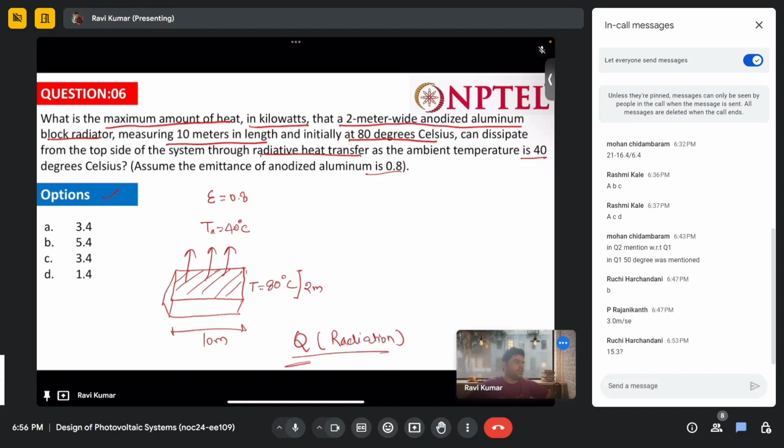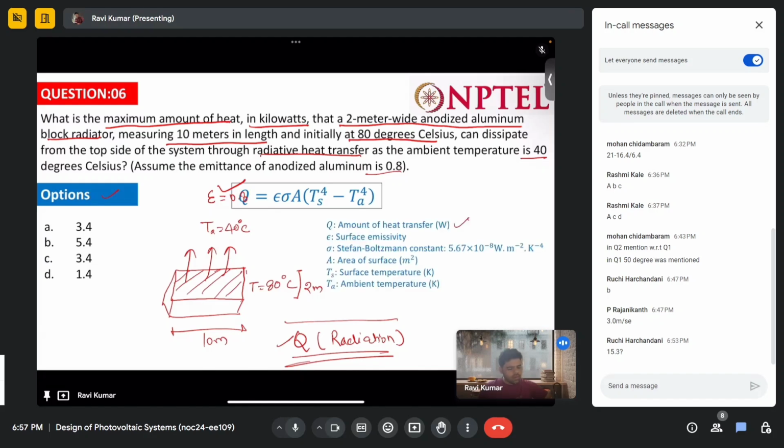So here you can directly use the Stefan-Boltzmann law as well. Using this Stefan-Boltzmann law, you can calculate this value of Q. Do you know the formula for this Stefan-Boltzmann law? Yes, no? Okay, so this is the formula, and these are the meanings of these symbols. This Q is the amount of heat transfer. This epsilon is surface emissivity.